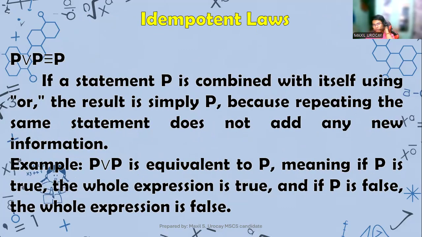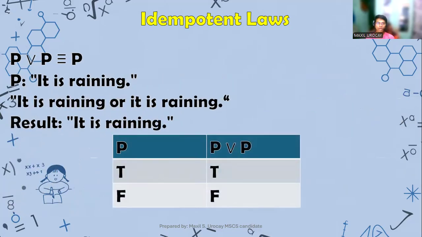So P or P: if a statement P is combined with itself using OR, the result is simply P because repeating the same statement does not add any information. Example, P or P is equivalent to P, meaning if P is true, the whole expression is true, and if P is false, the whole expression is false. Let's try to work on that. So we have here T and F. So P or F.